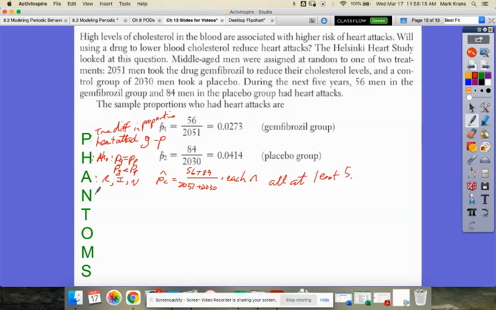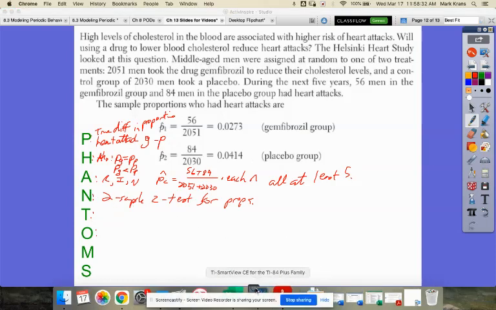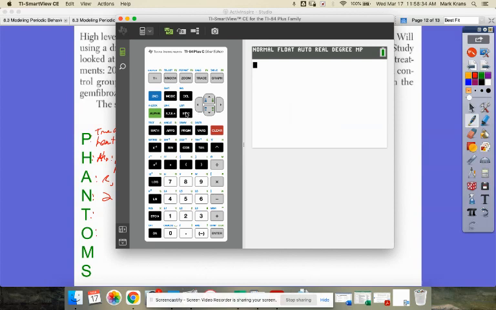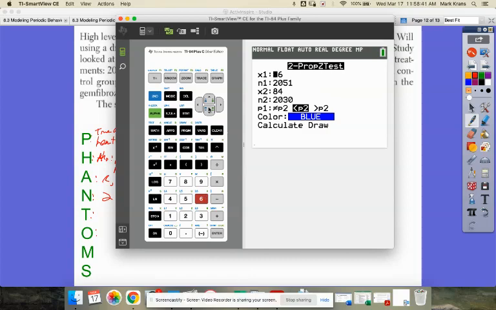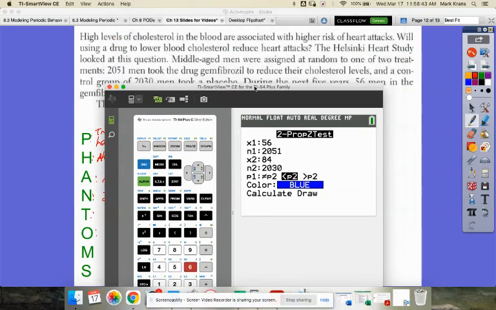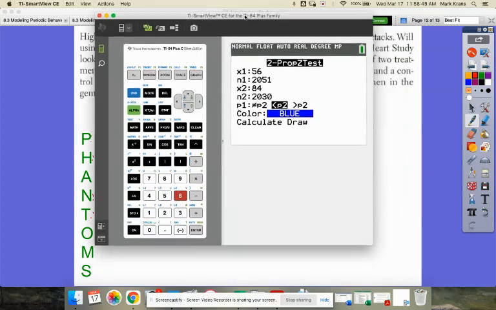Okay? Name the test. We have 2 samples. And it's a z-test for proportions. Okay? The test statistic, I don't want to calculate this by hand or obtain a p-value by hand. That's why you grab your calculator at this point. And when you grab your calculator, you say STAT, TESTS, and now we're doing a 2-PropZTest. So I'm going to hit number 6. I've already entered the data, 56 out of 2051 and 84 out of 2030.